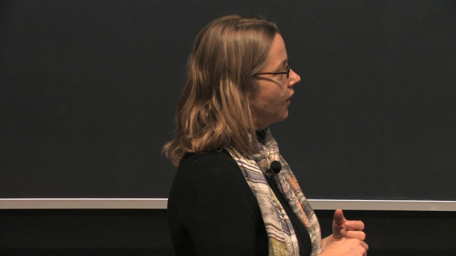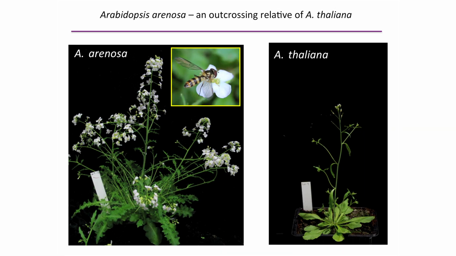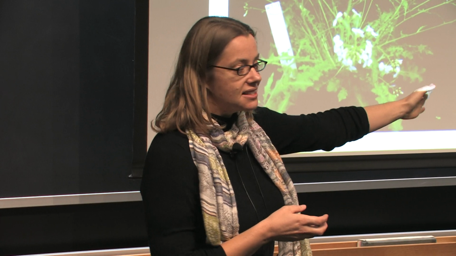So the species we work on is actually an Arabidopsis, but it's not the one that you might think of when you hear the word Arabidopsis. So that on the right is Arabidopsis thaliana. That's the fruit fly of the plant world. It's the one that molecular plant geneticists like to use to do most of their work. This is not the one we work on.